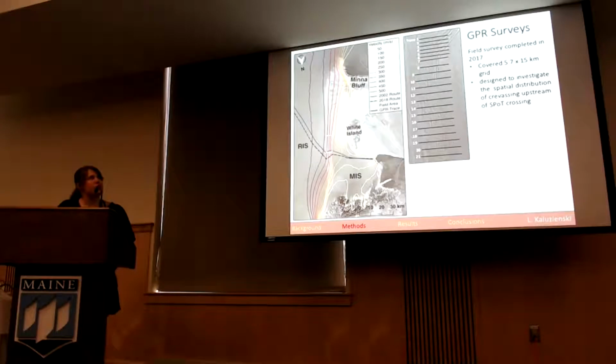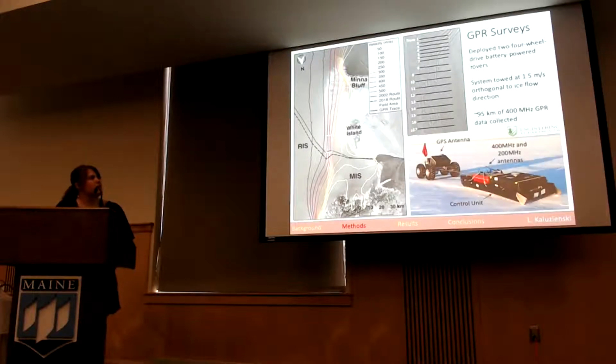So for our GPR surveys, we completed an expedition in 2017, and we covered a 5.7 by 15 kilometer grid, which can be seen in this white box. This survey was designed to investigate the spatial distribution of crevassing upstream of the South Pole Traverse crossing, above the 2002 location. And for this work, we collected 21 different transects within this box.